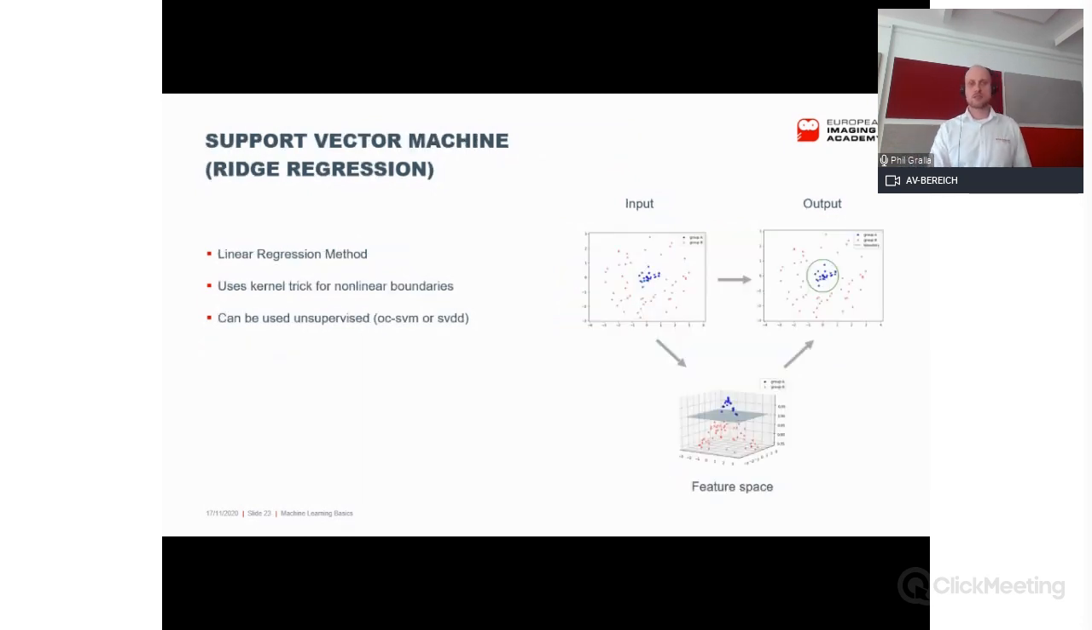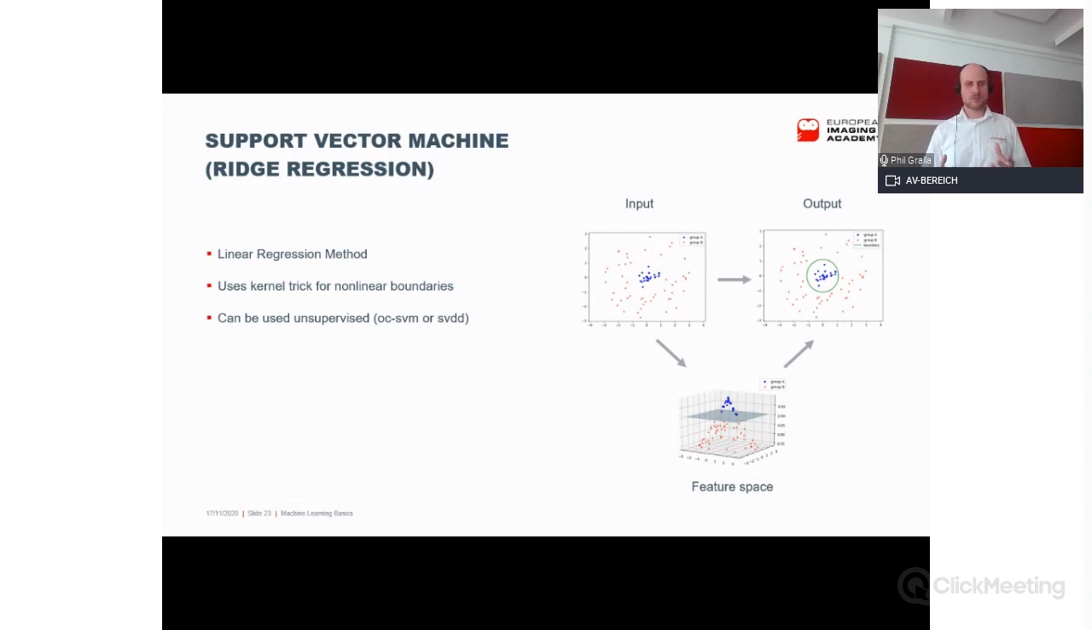And there are some other methods, like the support vector machine, which is actually newer than neural networks, but was applied earlier. So for neural networks, the idea is quite old, already from the 60s, but due to computational limitations, they were not really used. And the support vector machines were invented in the 90s, and so they were used before. It's a method from linear regression.